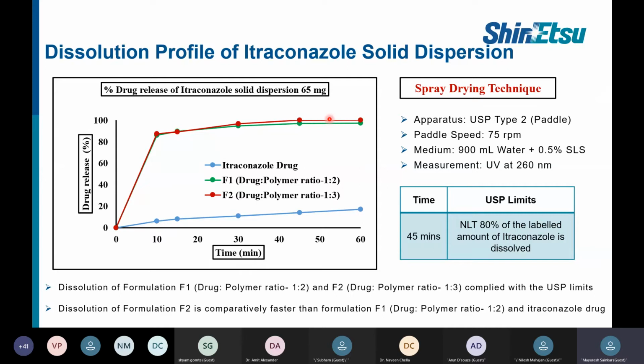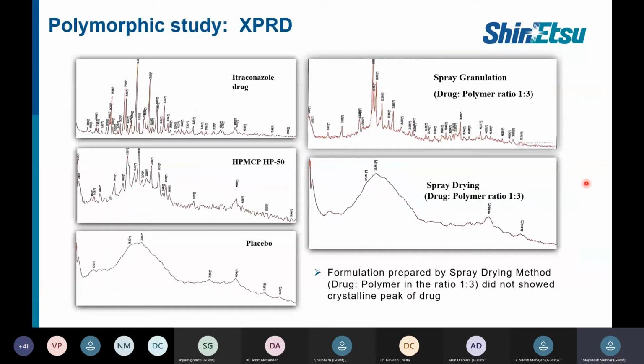To take it further, people generally do other analytical methods to check the solid dispersion. Basically, they are meant for measuring the amorphous nature of the solid dispersion, that means whether your crystalline drug is being completely converted to the amorphous form or not. For that, we have also checked the polymorphic study by XRPD, that is X-ray powder diffraction. There you can see that the API itraconazole showed various crystalline peaks, and similar was the case with the phthalate polymer.